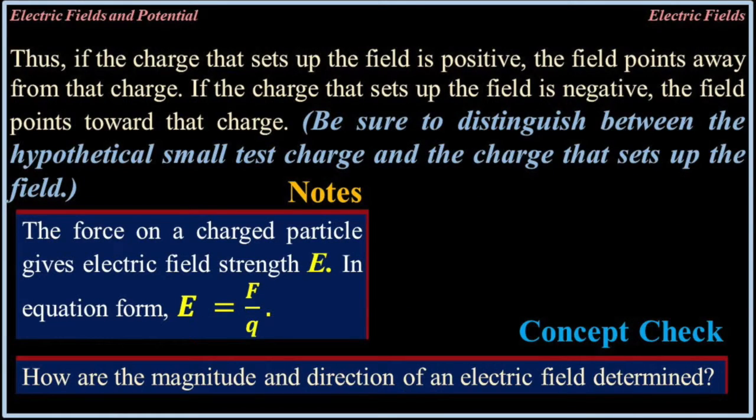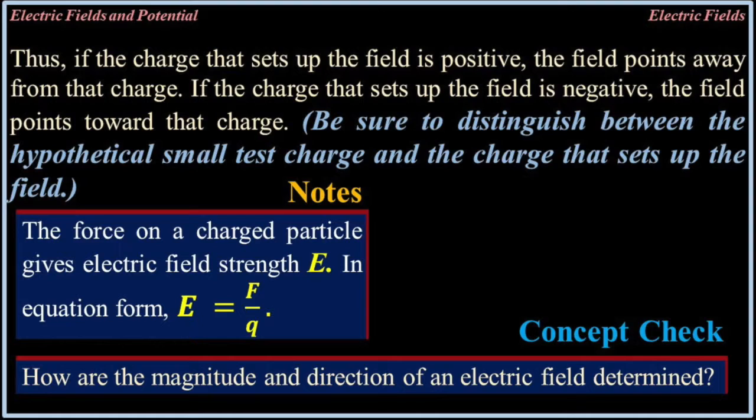Thus, if the charge that sets up a field is positive, the field points away from that charge. If the charge that sets up the field is negative, the field points towards the charge. Be sure to distinguish between the hypothetical small test charge and the charge that sets up the field.